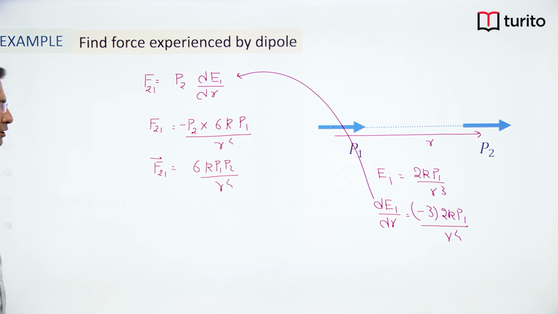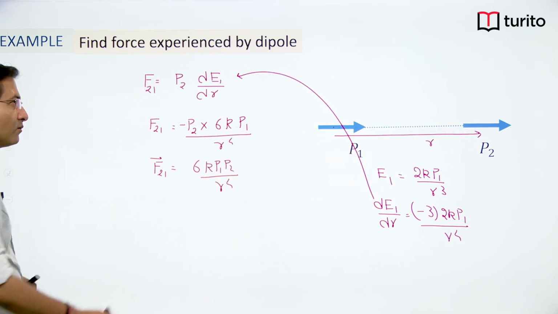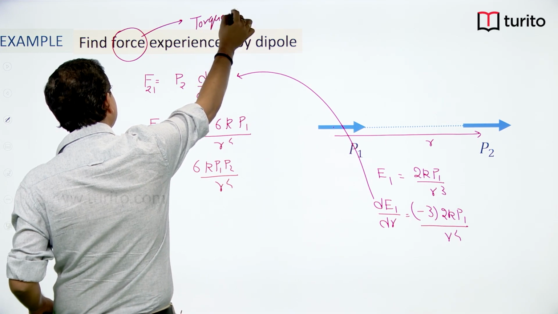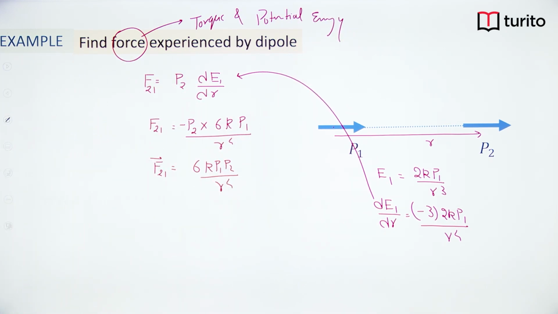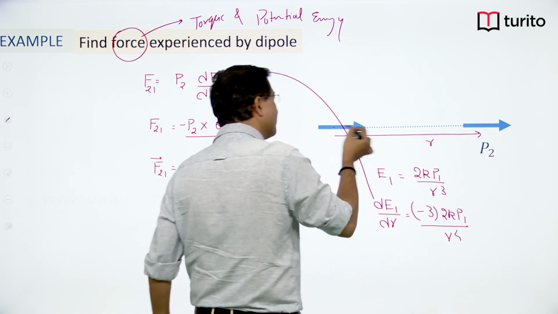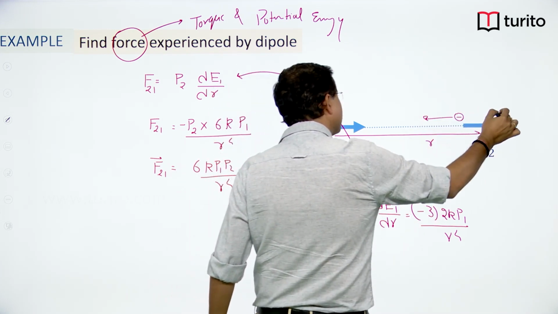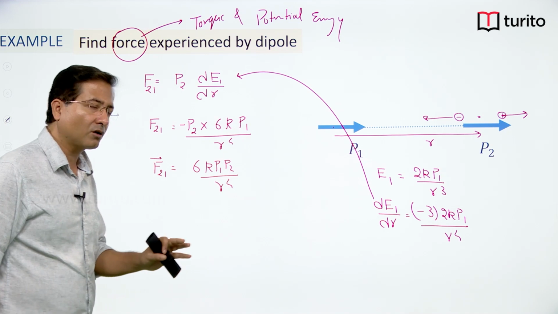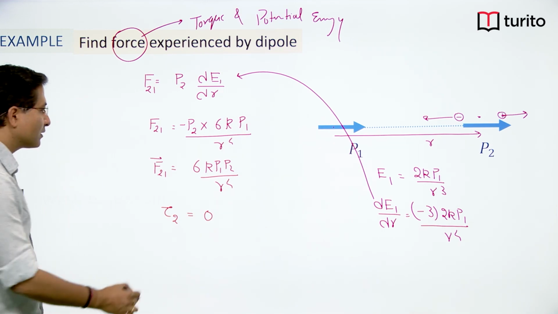If I ask what is the potential energy of 2 when placed in 1, so here I am asking force, find force. If I ask torque and potential energy, torque, you can see that this will produce field along the dipole moment, and this negative charge will experience force in this direction and the positive charge will experience force in this direction with respect to center. As these two forces are passing through center, they are not providing torque. So, torque experienced by second one is 0.